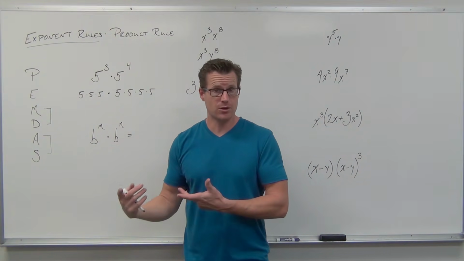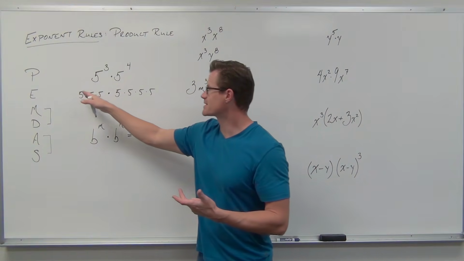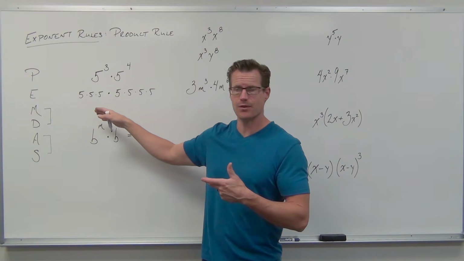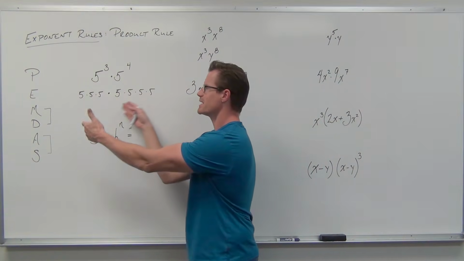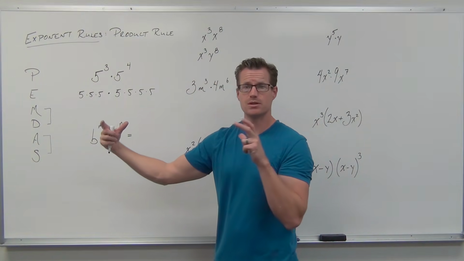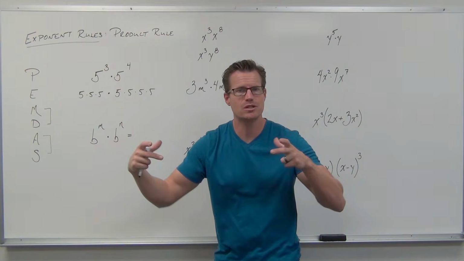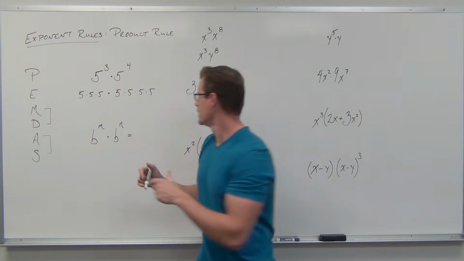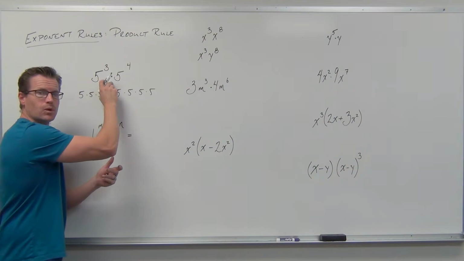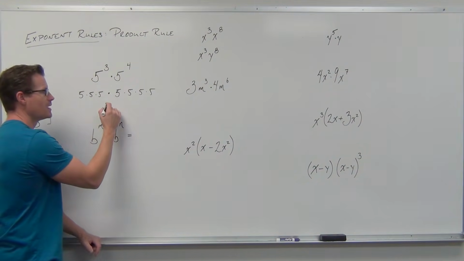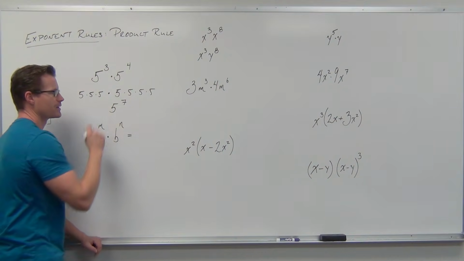So in order for the product rule to work, you have to have the same base multiplied together. Those have to both be the same base. If not, you're seeing right here that you wouldn't be able to use the definition of an exponent to actually make exponent notation. If we do, though, 5 to the third, 5 to the fourth, they're being multiplied, hence the product rule name, that would be 5 to the seventh.